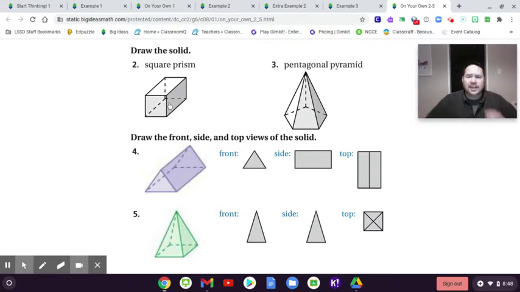It goes straight. Pyramids meet up at a point, and pentagonal means it's a pentagon on the bottom, a five-sided object. The flat patterns, the nets, will look a little different than this, but I'll let you know when you answer them right on Edpuzzle.